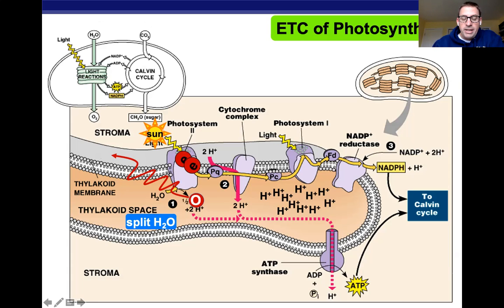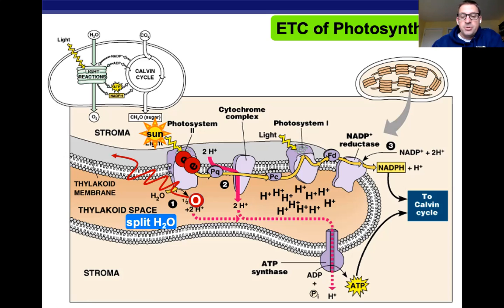The H pluses remain within the thylakoid that are formed from the splitting of that water, and the 2 electrons from those 2 hydrogen atoms are passed to photosystem 2 to replace the electrons that photosystem 2 loses. Those electrons that were excited from photosystem 2 are passed down an electron transport chain. The energy that is released as they move is used to pump more protons into this thylakoid space, generating this proton gradient, the proton motive force.